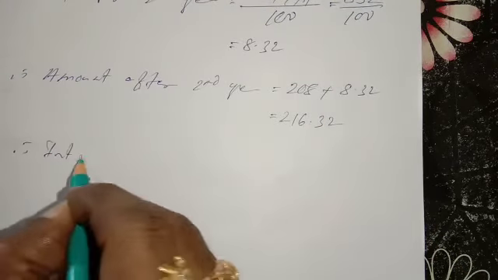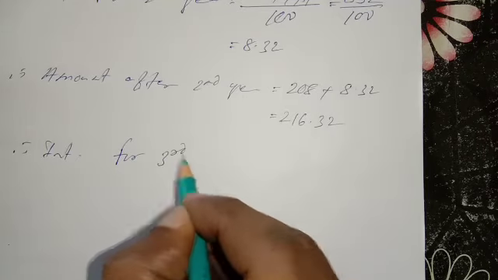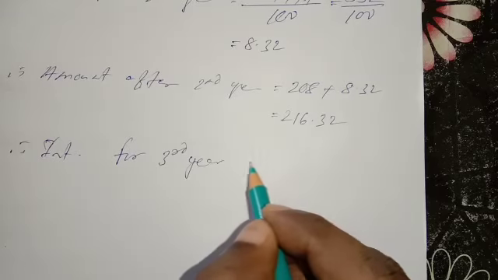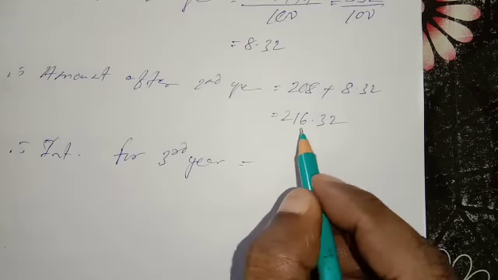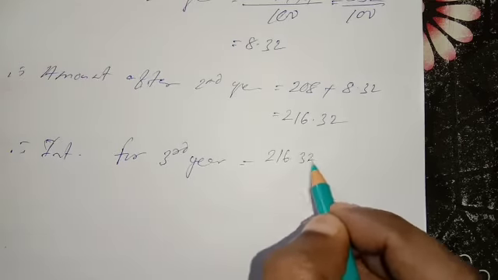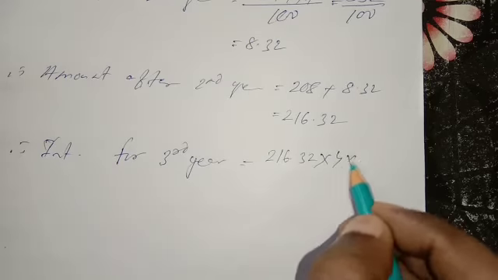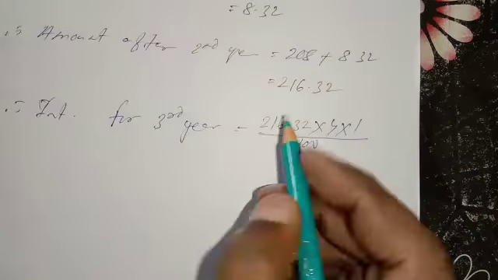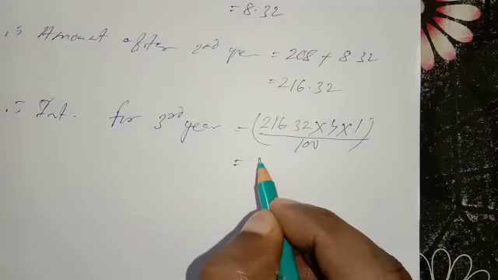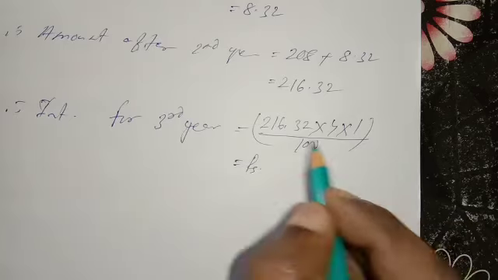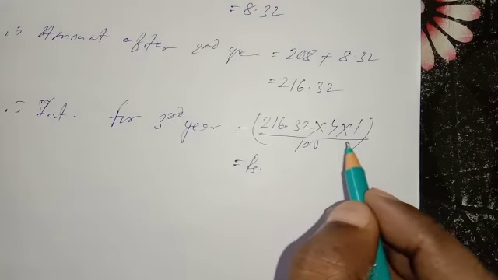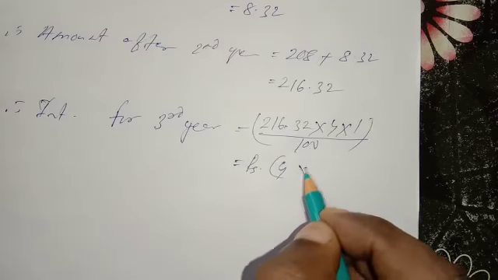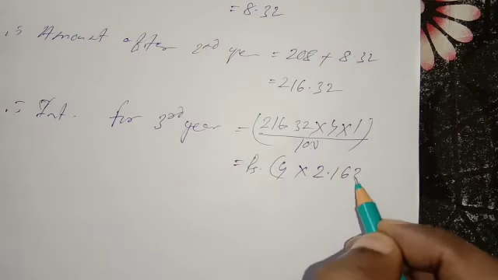Therefore, interest for third year. Interest for third year will be the last principal 216.32 into rate into time, always 1, by 100. After simplification, you will get the interest for third year. Definitely, if you divide 216.32 by 100, it will be 4 into 2.1632.